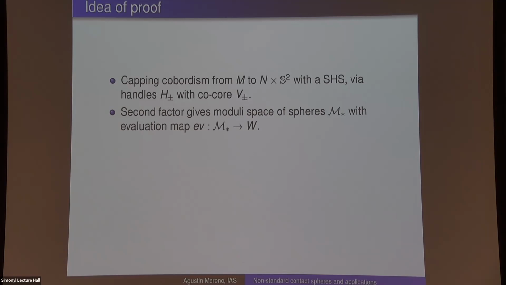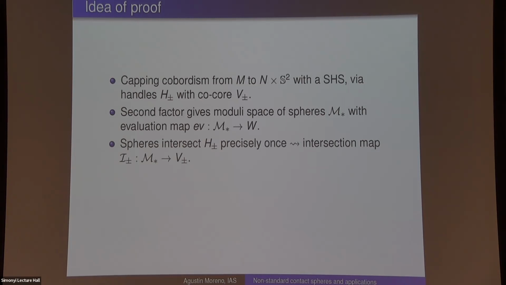And so now the observation is that the second factor of the dividing set times S2 gives you a moduli space of spheres. So they're holomorphic. Whenever you have a filling, this gives you a moduli space of spheres in the filling, which comes with a marked point, so it comes with an evaluation map. You need to compactify and everything, and you might not have transversality in general, so you need to deal with that. But anyway, this is the structure that you get.